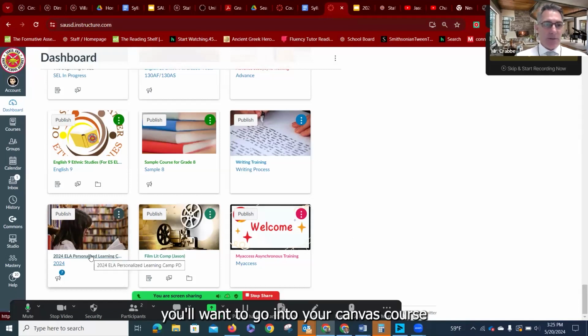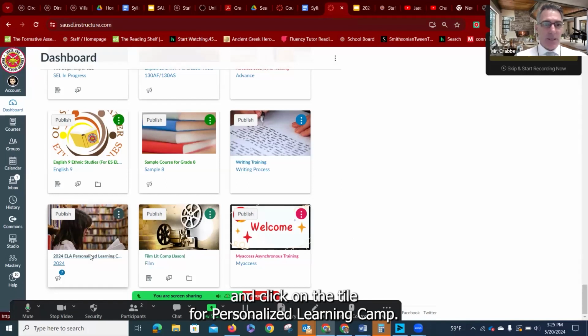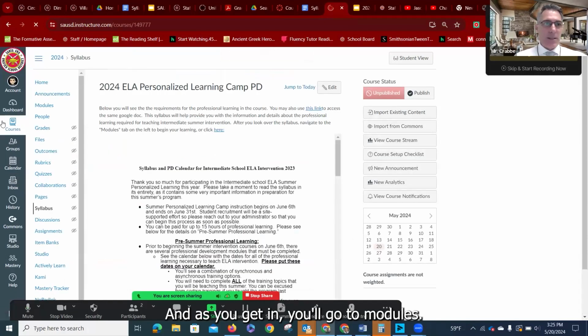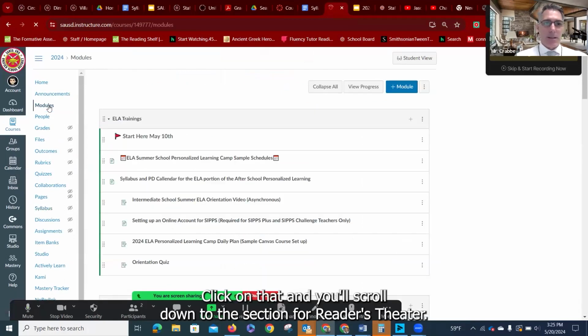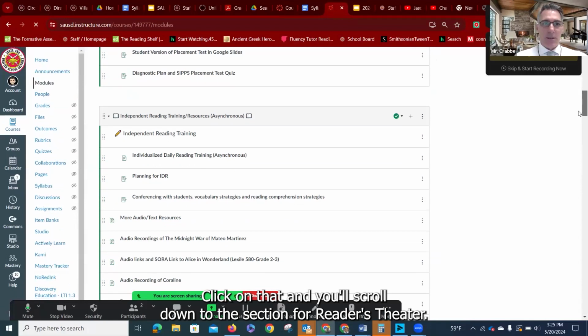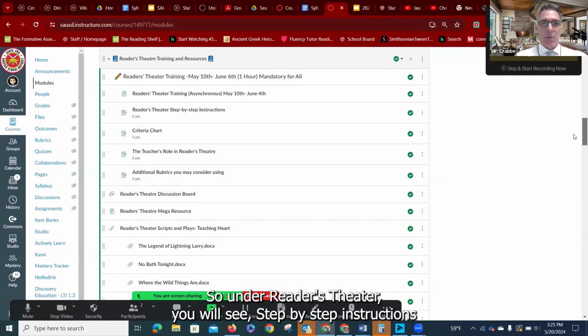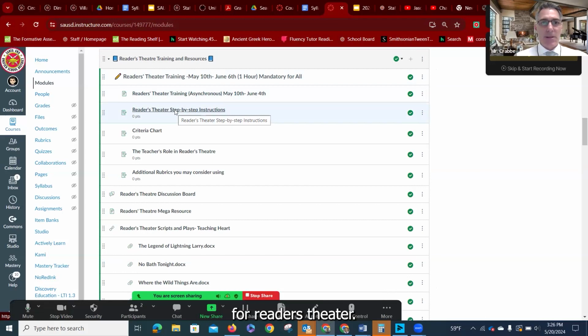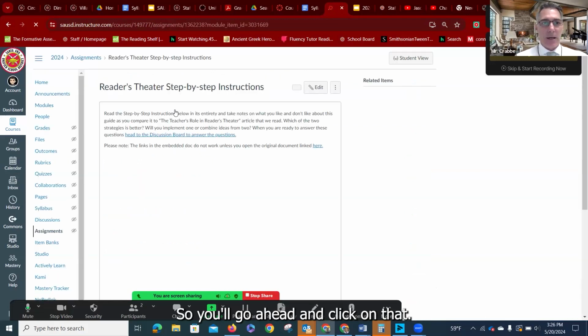You'll want to go into your Canvas course and click on the tile for Personalized Learning Camp. And as you get in, you'll go to Modules, click on that, and you'll scroll down to the section Read for Readers Theater. So under Reader's Theater, you will see step-by-step instructions for Reader's Theater. So you'll go ahead and click on that.